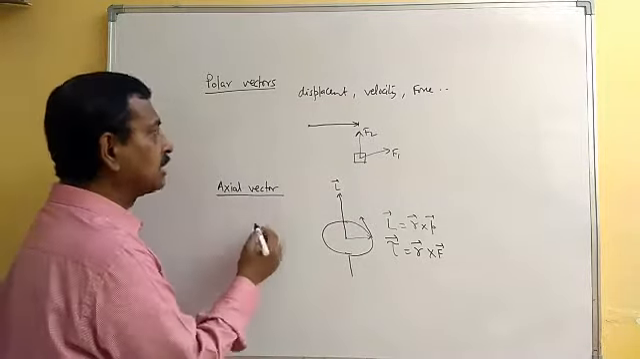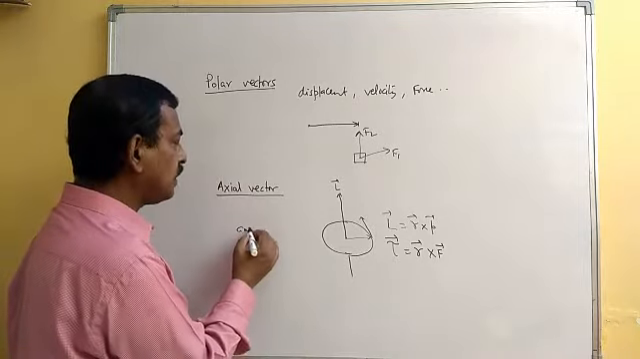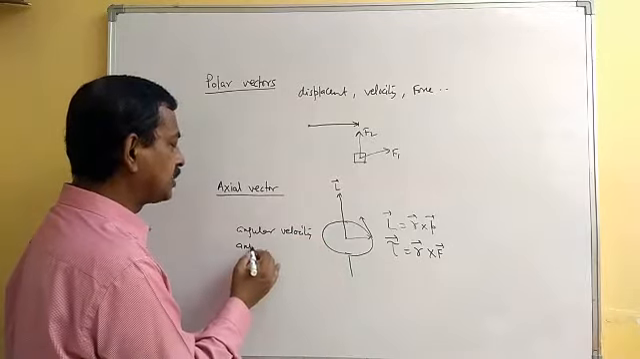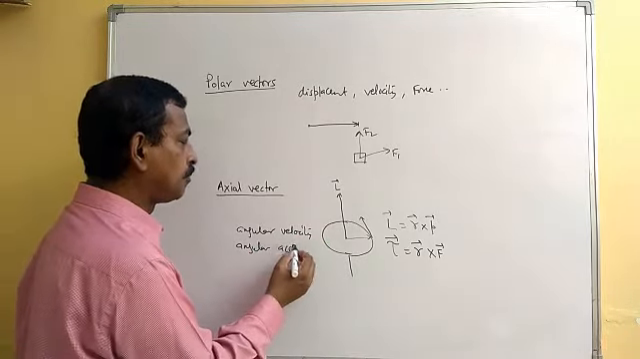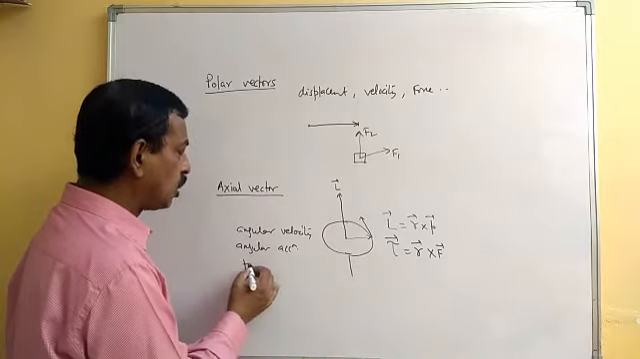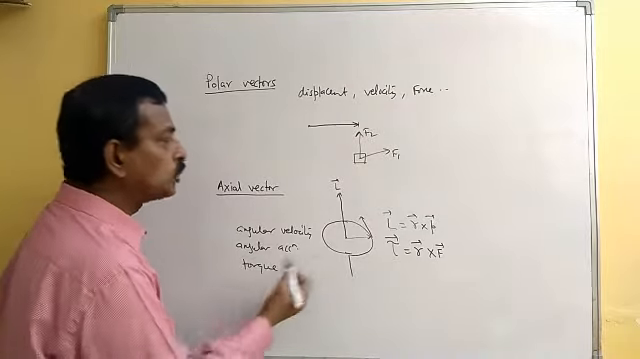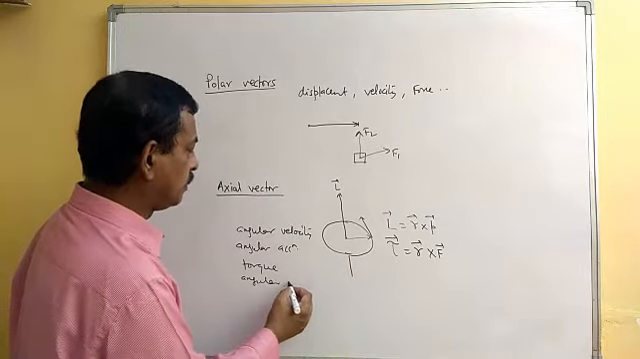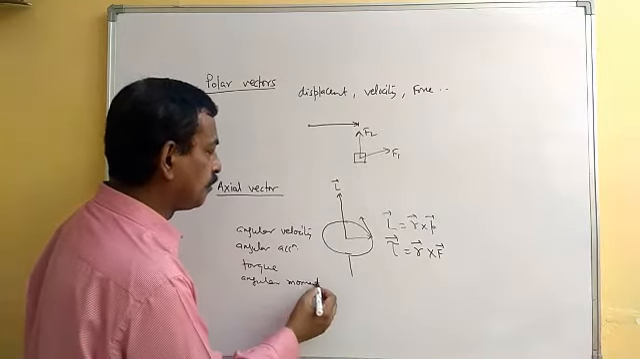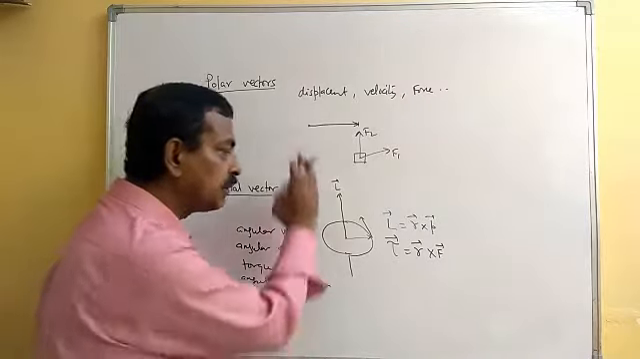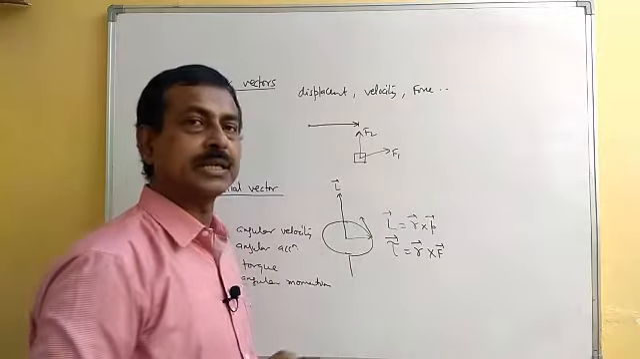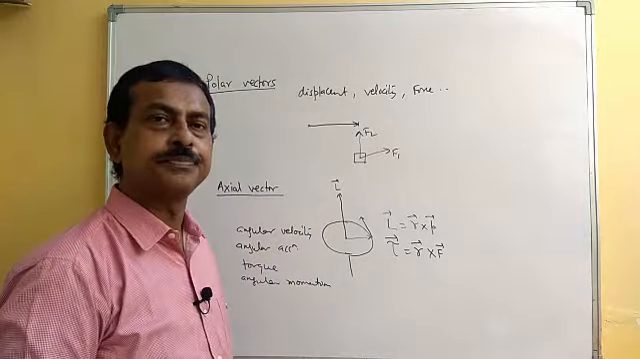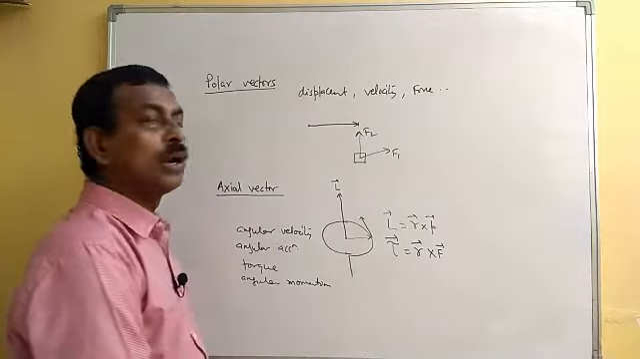So examples of axial vectors you can take as the angular velocity, angular acceleration, it may be your torque, or you can take angular momentum. All these, because they will be acting along one particular direction or along that particular axis, are called axial vectors. So these are the polar and axial vectors.